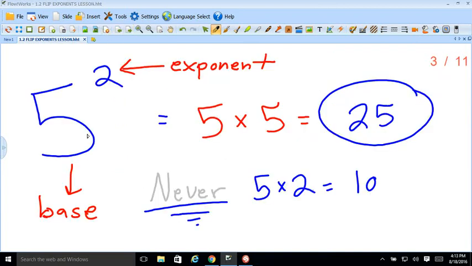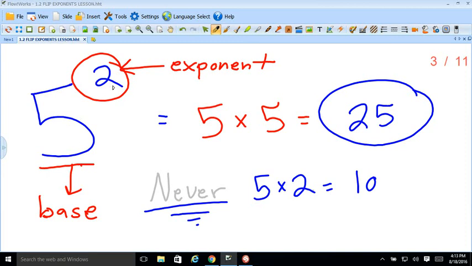Exponents contain two parts. They contain a base, which is the large number, the 5 in this example, and they contain an exponent, which is the small number that's raised up to the right-hand side. The way we read exponential notation is we say 5 to the second power. The base is the only factor you're allowed to use and multiply over and over to itself. The exponent simply tells you how many times you should multiply the base by itself.